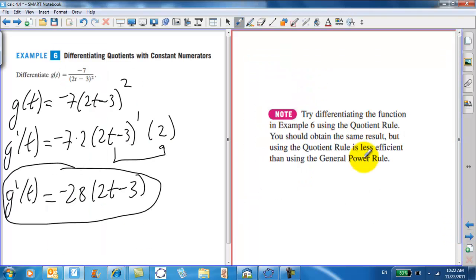That's what's pointed out in this note right here. Generally, it's much more efficient if you can avoid the quotient rule. So how do you know when you don't have to use the quotient rule? Well, look to see where the unknowns are. If you have unknowns in both the top and the bottom, and there's no easy way to just take the bottom as a monomial and divide it in, then go ahead and use the quotient rule.